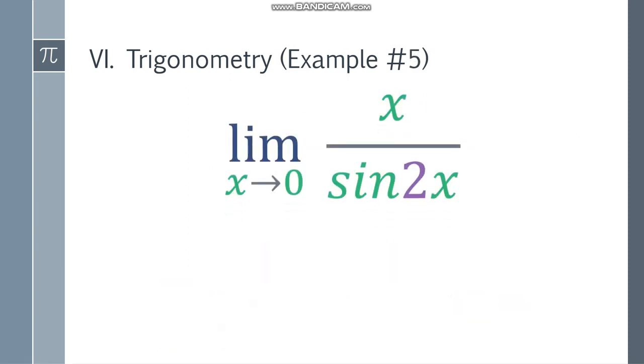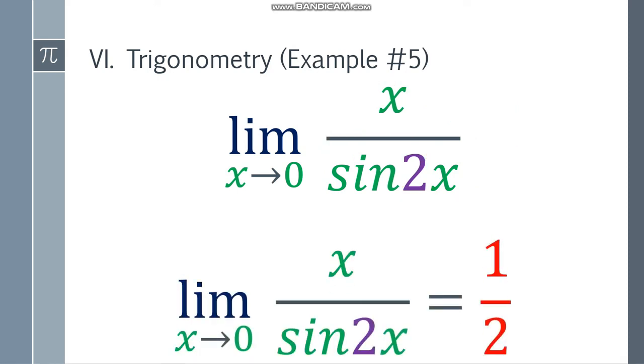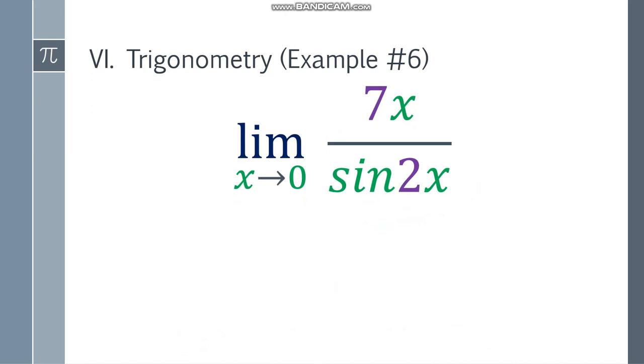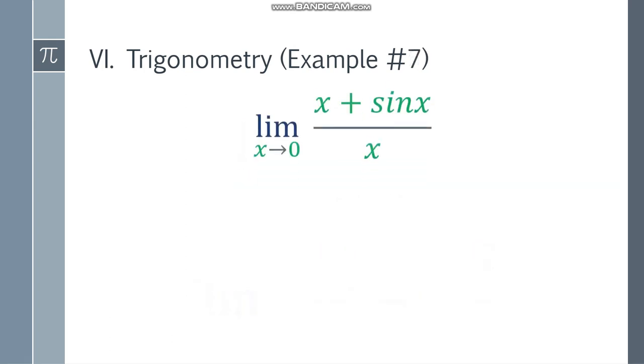Example number 5. Paano pa ganito? Okay, nabaliktad siya, tapos yung number mo nasa baba. Again, ang x over sin x ay 1. Alam natin na 1 to. Kaso dahil may 2 sa baba, multiply natin ng 1 half. So, ang sagot ay 1 half. Example number 6. Paano pa ganito? May 7 na, tapos may 2. Ganoon na naman din siya. I mean, x over sin x, alam natin na 1 yan. So, as long as x approaches 0, so that will be 7 halves. Okay, last one.